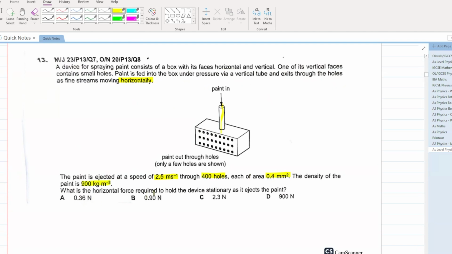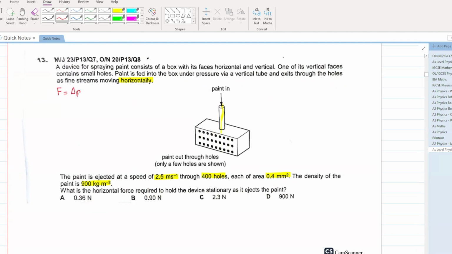We have to calculate the horizontal force that the paint base exerts, that we must exert to hold the device stationary. So first and foremost, what is the formula for force?